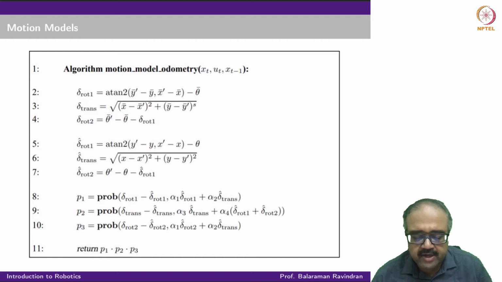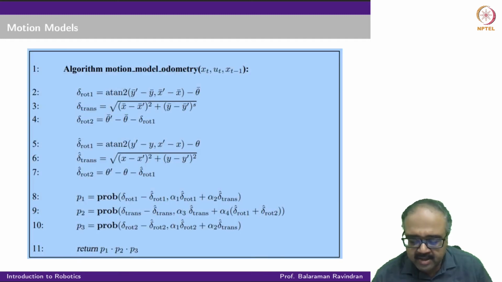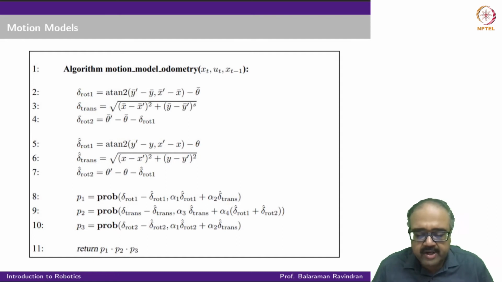Lines 2, 3 and 4 compute the rotation and the translation differences as per the measured pose, which is ut. So, this is telling me how much the pose has changed from x bar t minus 1 to x bar t, that is what 2, 3, 4 tells me. Lines 5, 6, 7 tell me how much the position has changed from xt minus 1 to xt, that is what the cap is.